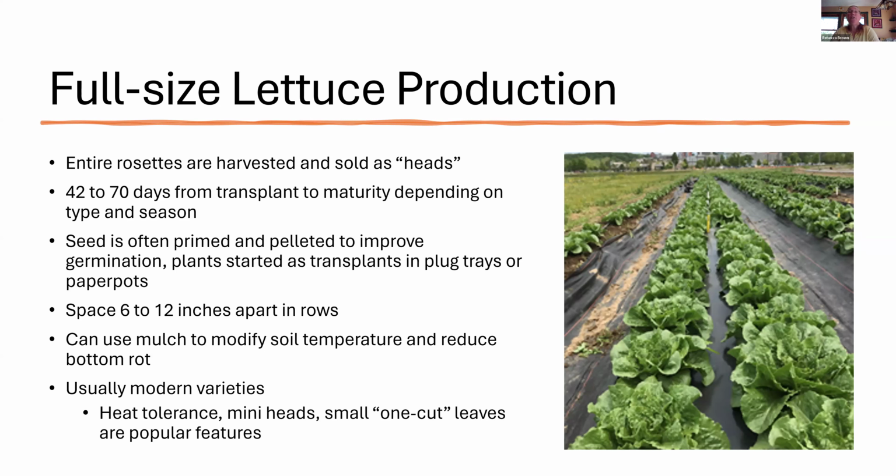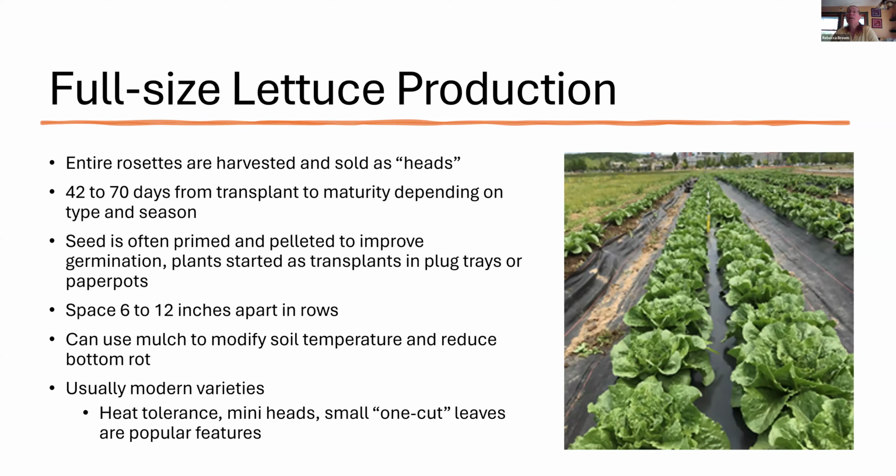One of the big advantages of full-size lettuce production is that because it can be transplanted, it also can be easily mulched. You can see in this picture, we were growing spring romaine on black plastic to warm the soil and speed growth. For summer and early fall crops, you can use white on black plastic to cool the soil and help give it a cooler environment.